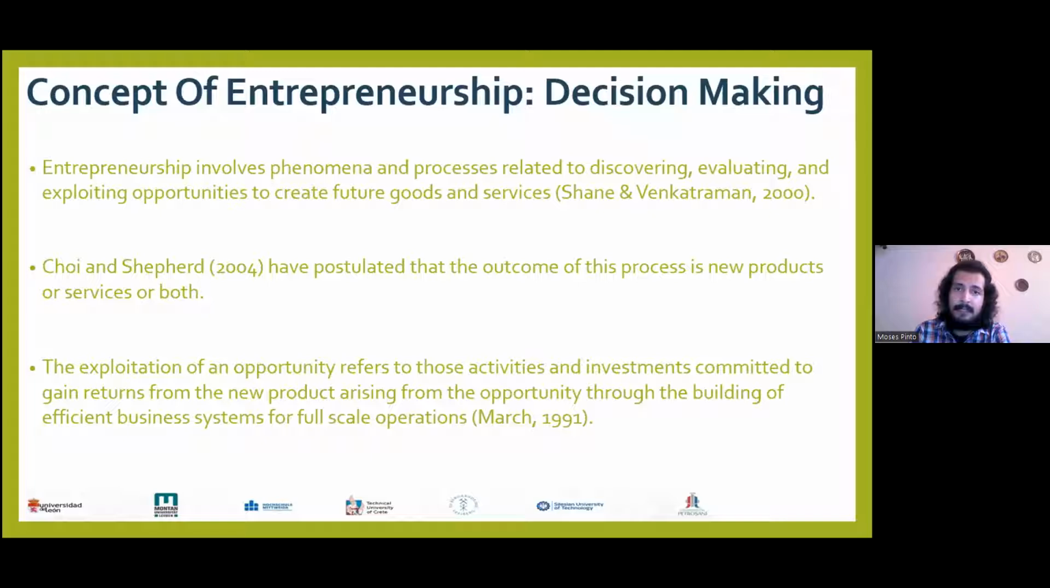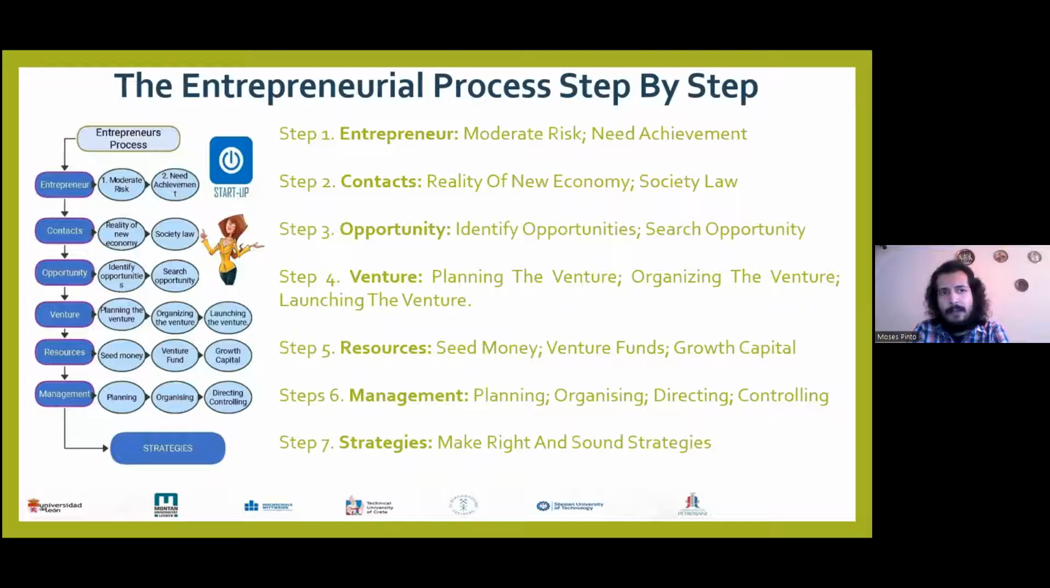Now, the entrepreneurial process, let us look at it on a step-by-step basis. I would like to draw your attention to the graphic. Although it may seem a little too condensed, I will run you through it in a step-by-step manner.